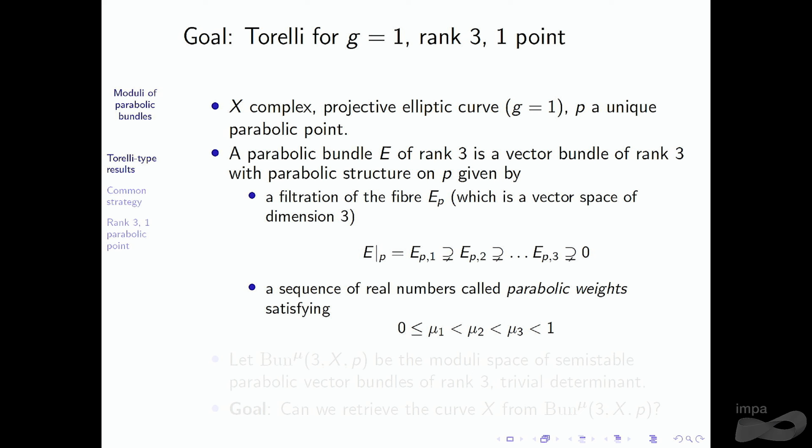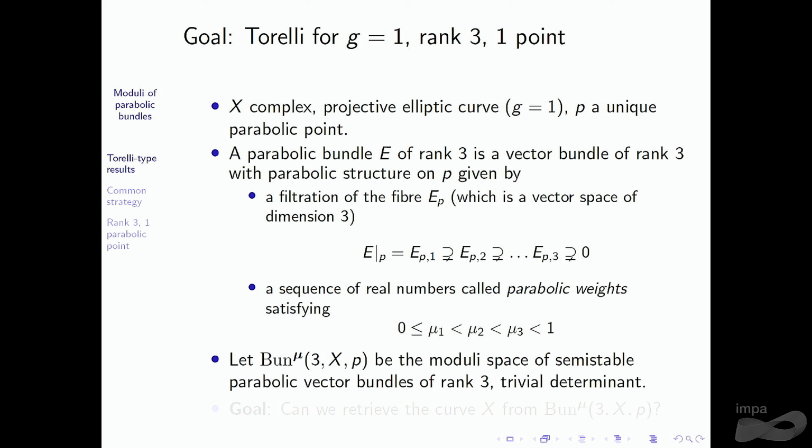a point. So a sequence of real numbers is attached to this, and in my case this is just going to be mu1, mu2, mu3, because I only have rank 3 and I have exactly 1 point. So much simpler, and my goal is to retrieve the curve from the moduli space. So I know that the moduli space exists via Mehta and Seshadri. I just want to see if I can actually retrieve this.